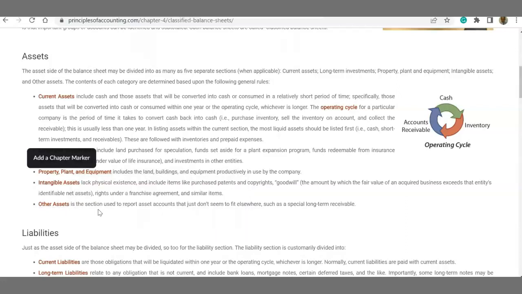Okay, any question on assets in the classified balance sheet? So when you prepare a balance sheet, it should be classified.